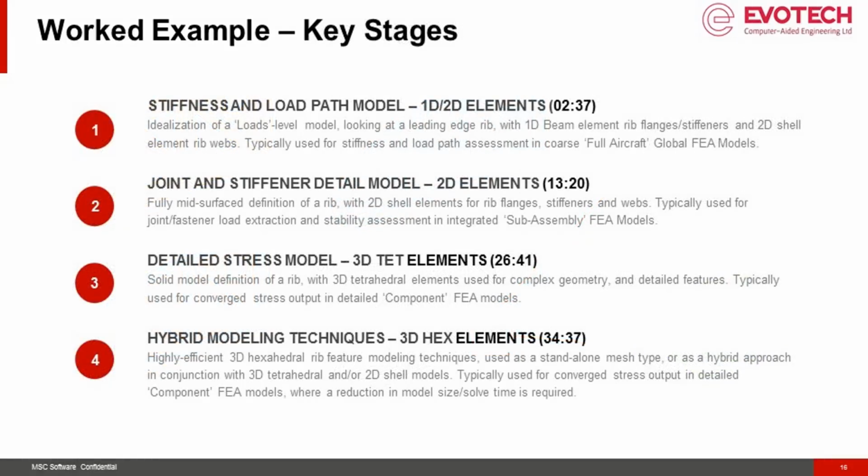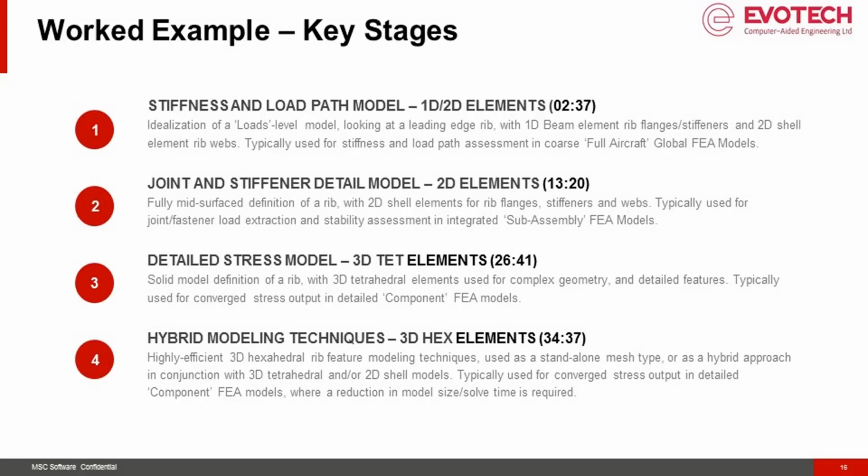So through the worked example we'll look at 4 key stages. Stage 1, stiffness and load path model. That will include the idealization of a loads level model looking at a leading edge rib with 1D beam elements, rib flanges and stiffeners, and a 2D shell element definition for the rib webs. And this is typically used for stiffness and load path assessment in a coarse full aircraft global FEA model.